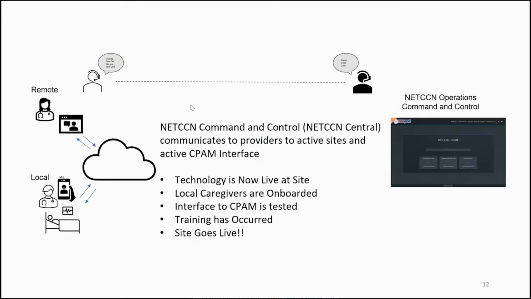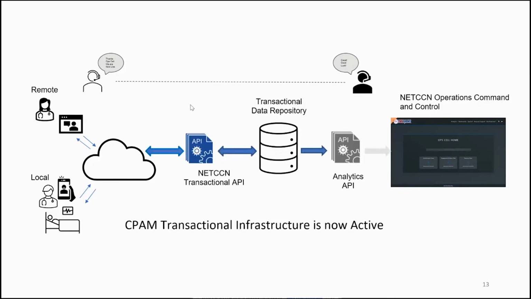So then the next step is that the technology is now live. The local caregivers are onboarded. The interface to C-PAM is tested. You're always going to send some test message. They're doing training for the care providers all the while this is occurring. And then the site actually goes live, and the C-PAM transactional infrastructure is now active. So now they can start sending encounters and data from their applications.